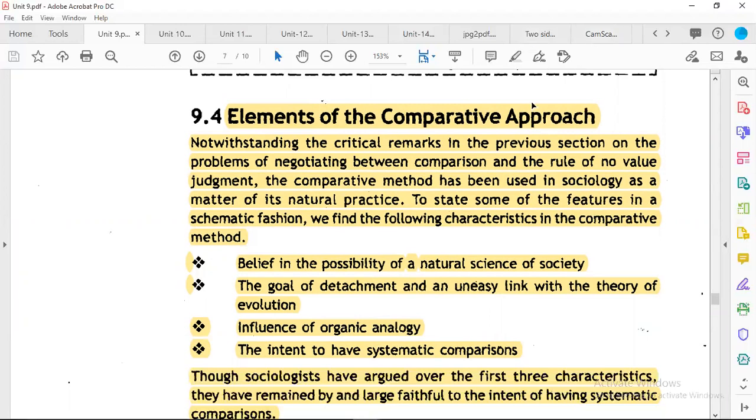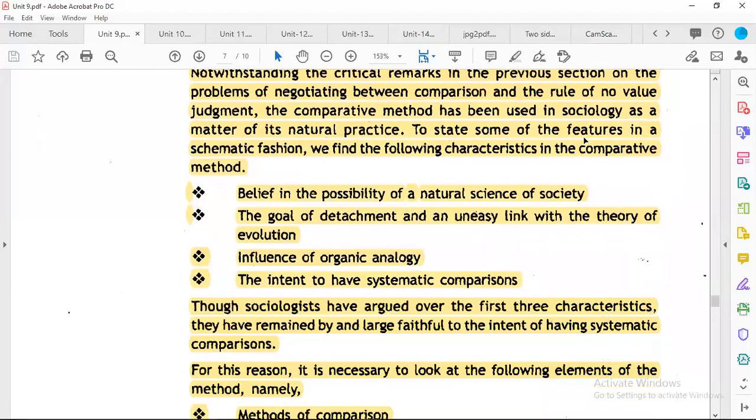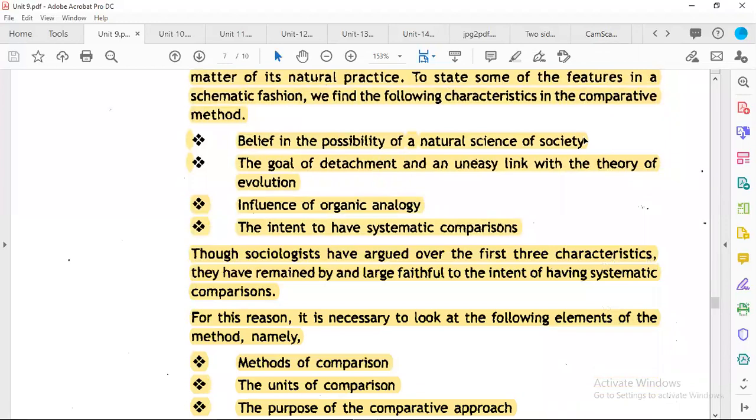Notwithstanding the critical remarks in the previous section on the problems of negotiating between comparison and the rule of no value judgment, the comparative method has been used in sociology as a matter of its natural practice. To state some of the features in a schematic fashion, we find the following characteristics. Those characteristics are: first, belief in the possibility of a natural science of society.